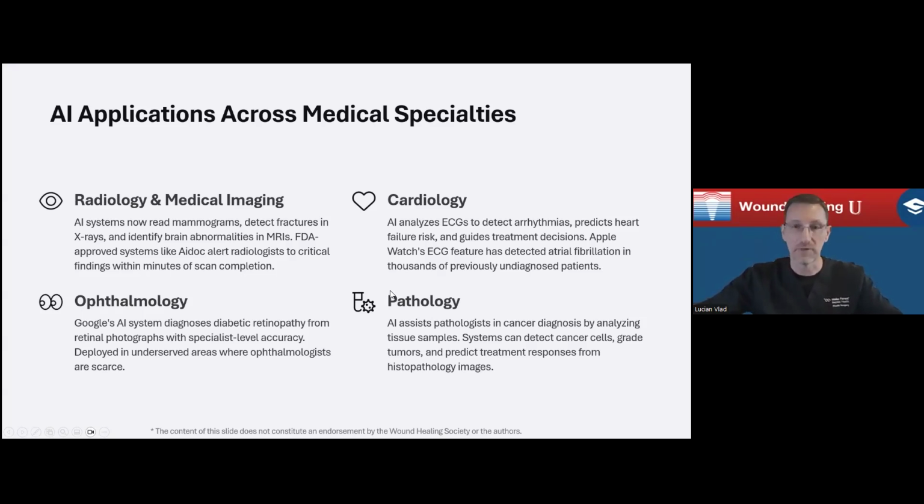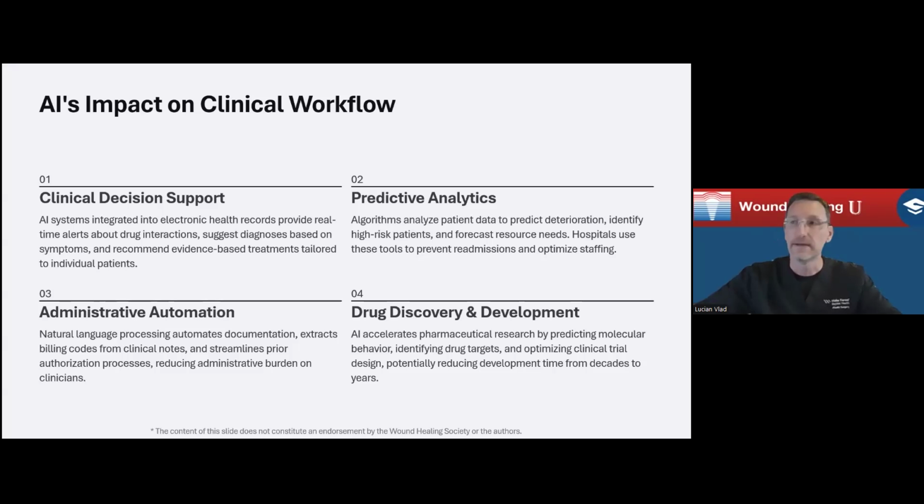And probably a lot of the listeners tonight are already wearing a watch. They're kind of watching their heart rate right now. So there's a lot of validation about this already. And then pathology also has a significant amount of validation as well, looking at slides. We expect AI to help us in medicine in these four main types of categories.